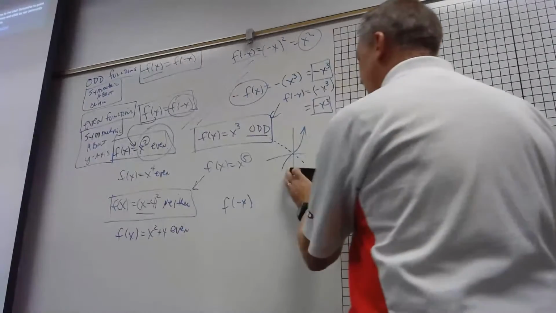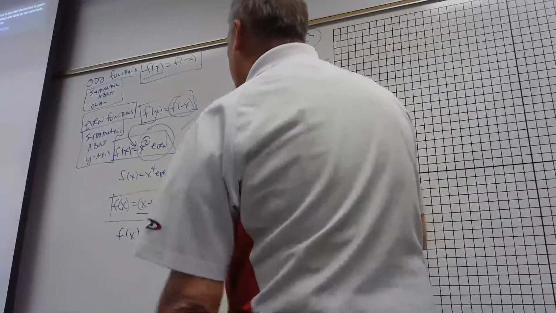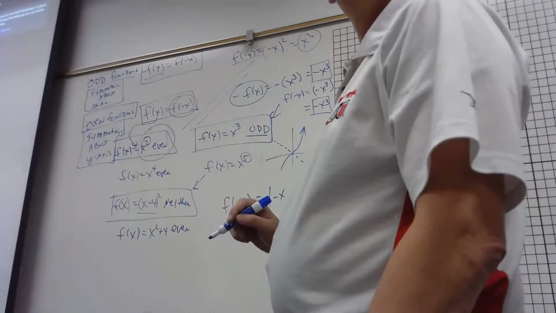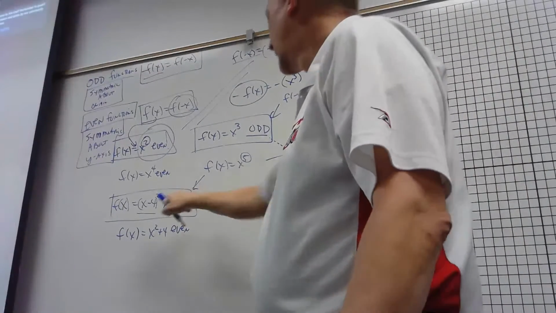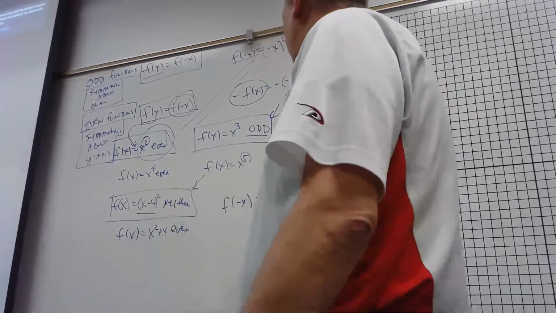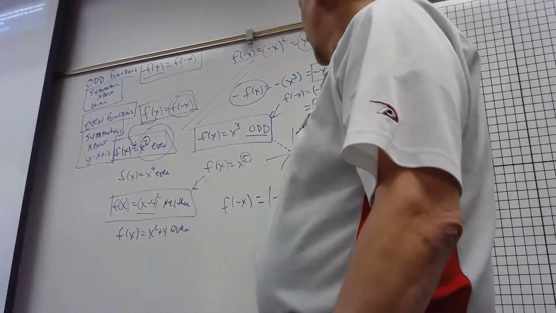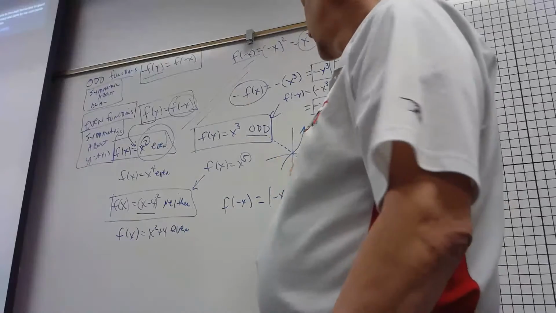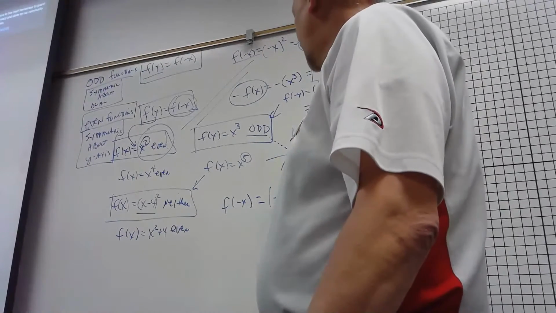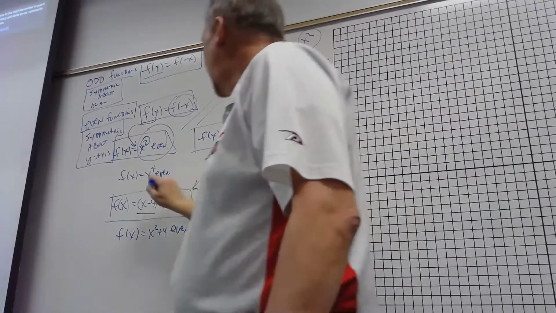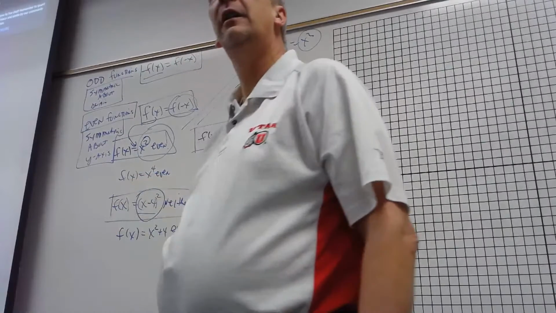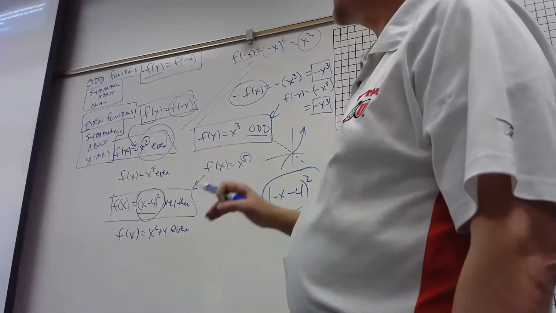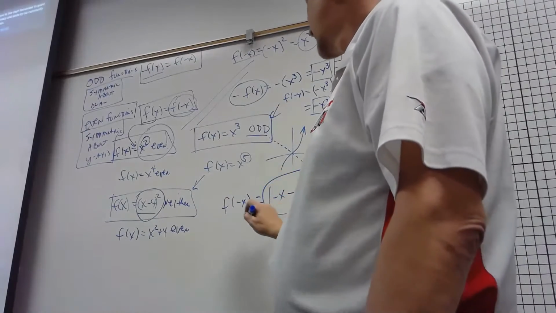I'm going to erase this, it's in my way. So this would be negative x, well, parentheses, negative x minus 4, squared. So my question to you is, does that equal that? No. Okay? So we know that it's not even. Let's see if it might be odd.